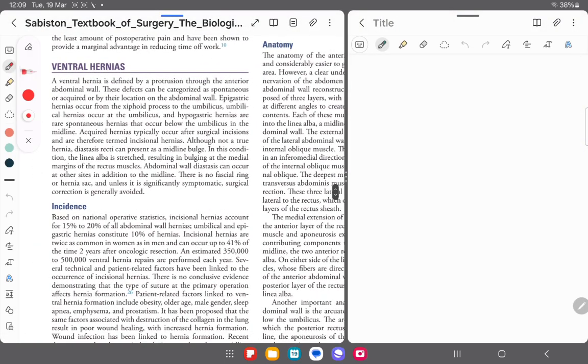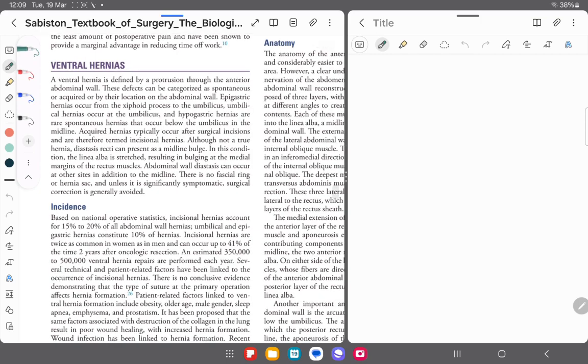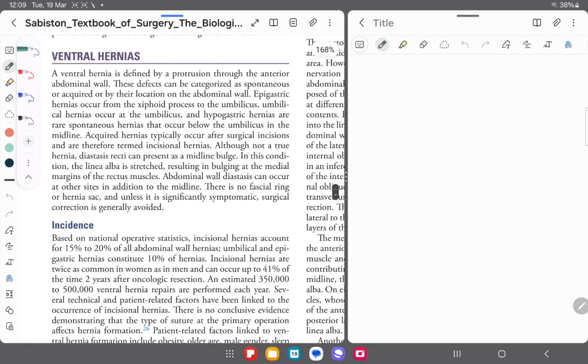So, ventral hernia. A ventral hernia is defined by a protrusion through the anterior abdominal wall. What is a ventral hernia? It's a protrusion through the anterior abdominal wall.